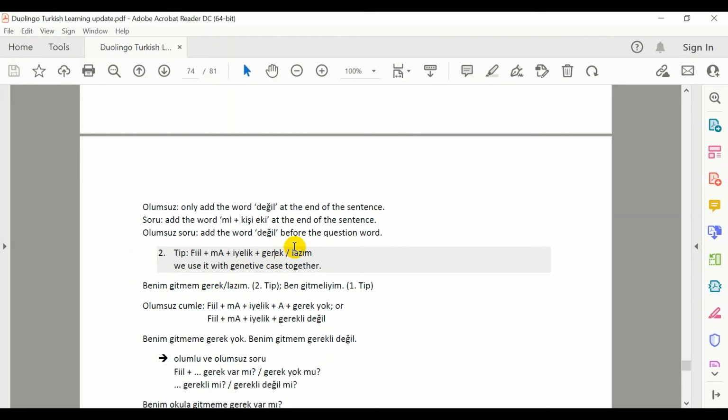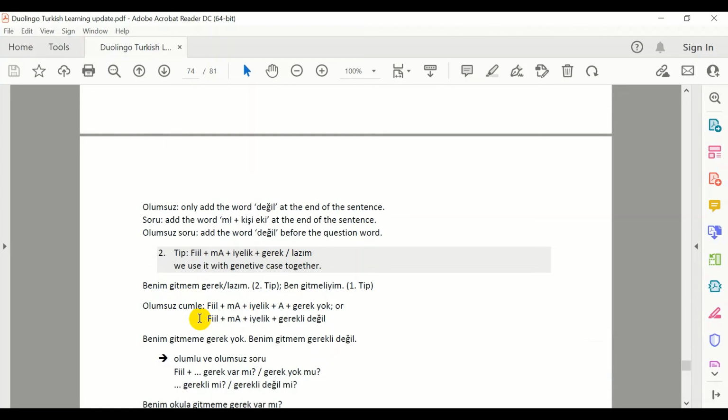Or when you do not remember these words, you can easily say ben gitmeliyim. I have to go. Ben gitmeliyim, you already know this structure. It is very easy, and you can use the same idea with a different structure, with genitive case. Benim gitmem, benim gitmem gerek, benim gitmem lazım.